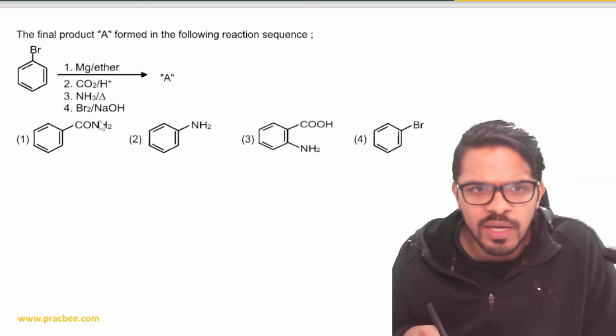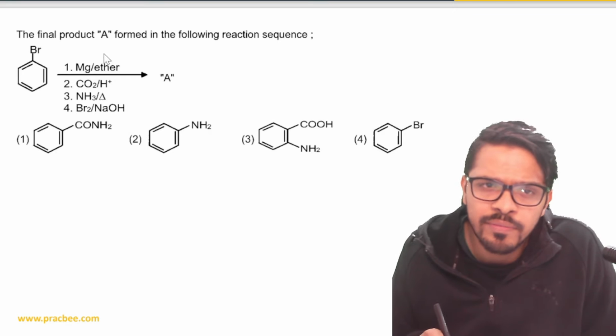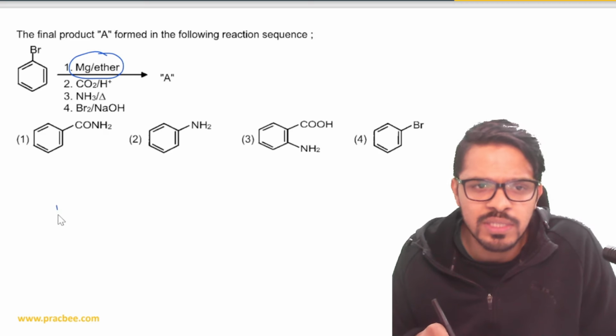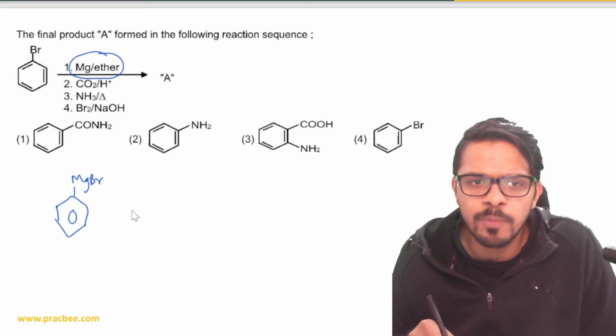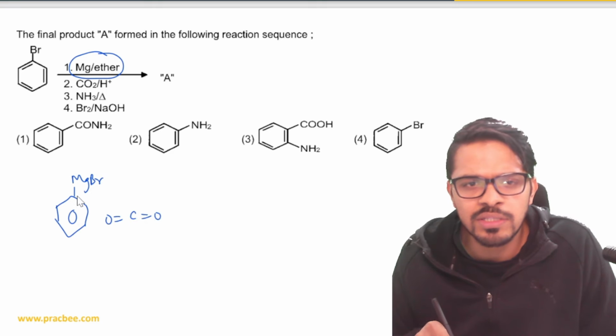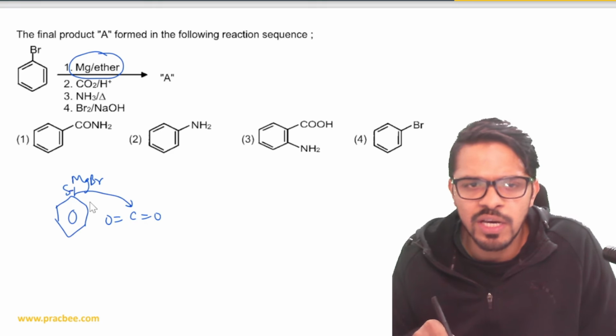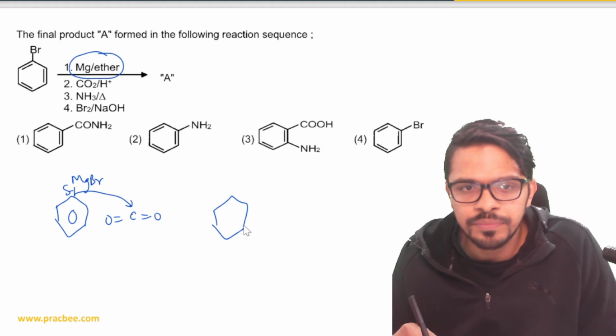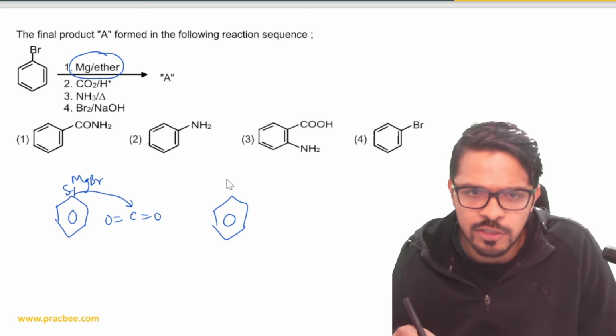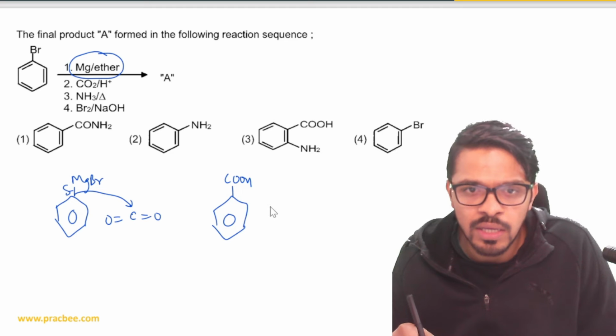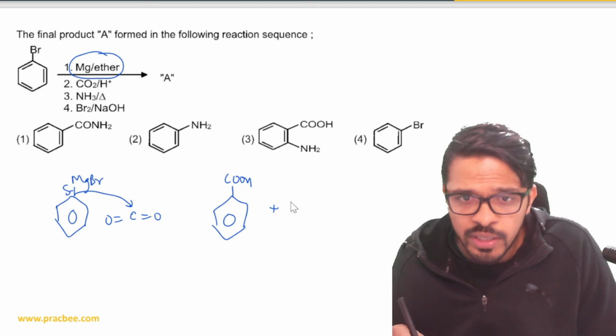So a question from reaction mechanism, but a very basic question. Mg is basically helping to form Grignard reagent. The next step is a carboxylation reaction. We have a negative charge here, it will attack, we'll get COO minus, and H plus is present, so we'll get COOH.